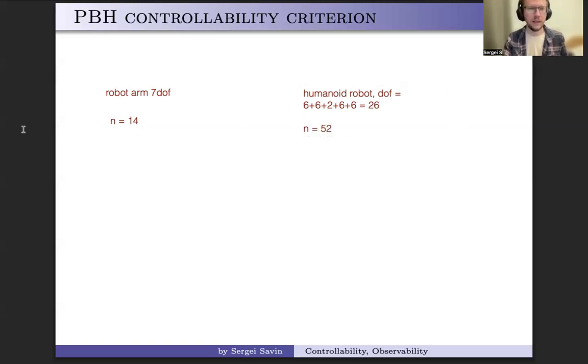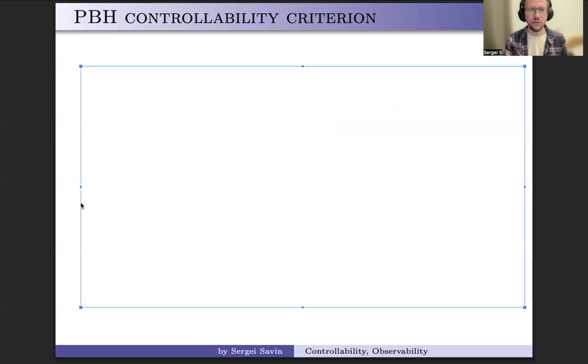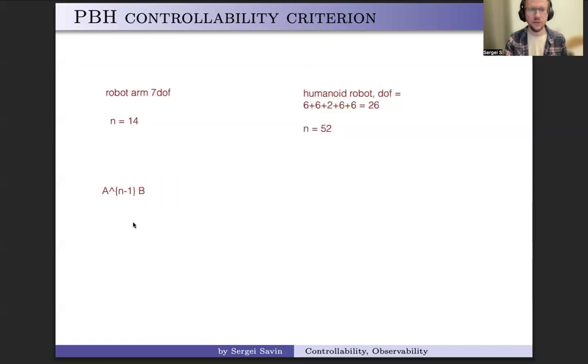Now, the controllability matrix requires you to compute the following vector: A to the power n minus 1 times B. It is unclear so far how it is going to affect us. Let me try to show you how it's going to affect us.